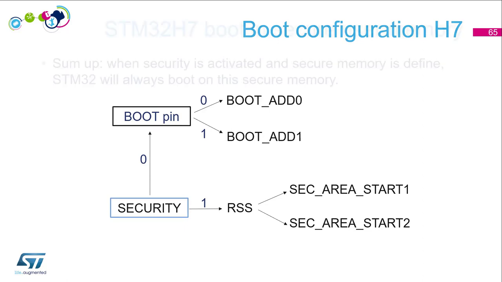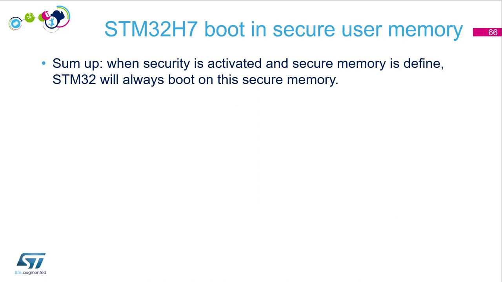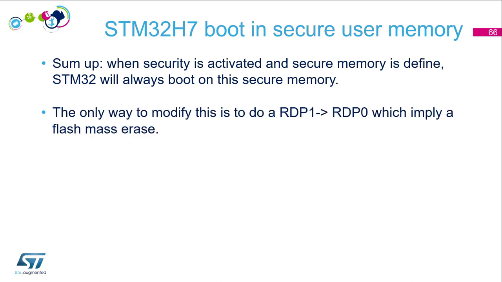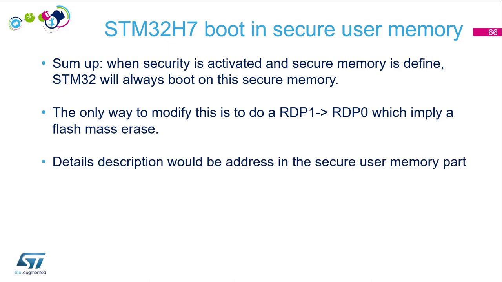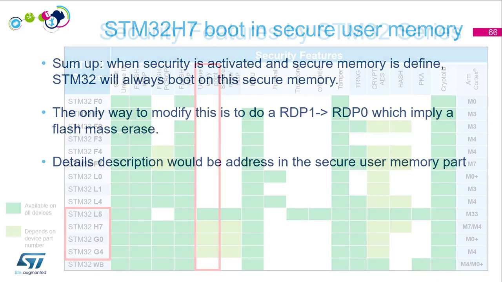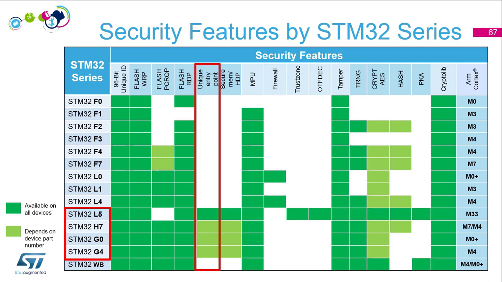So to sum up with the H7, when security is activated and secure memory is defined, the STM32 will always boot on this secure memory. The only way to modify this is to do an RDP1 to RDP0 regression, which implies a flash mass erase. The detailed description will be addressed in the secure memory part. This feature is available across the STM32 family on the STM32 L5, the H7, G0, and G4.